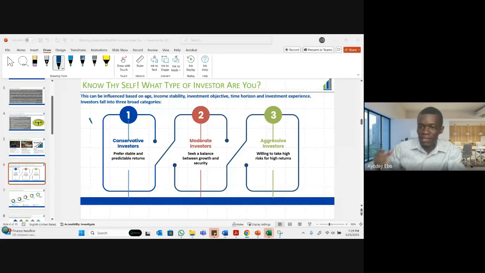So sometimes it may have to be customized. But what we'll be talking about today, you will still be able to pick one or two things on how you are able to meet your own investment objective.